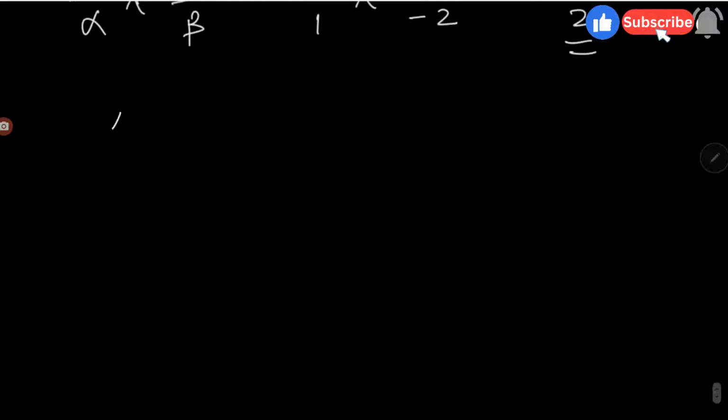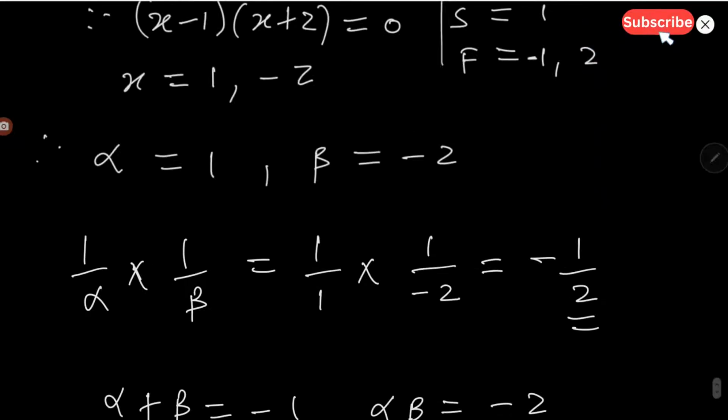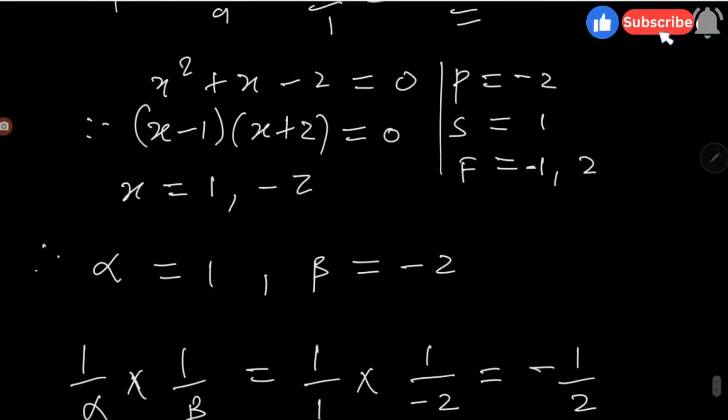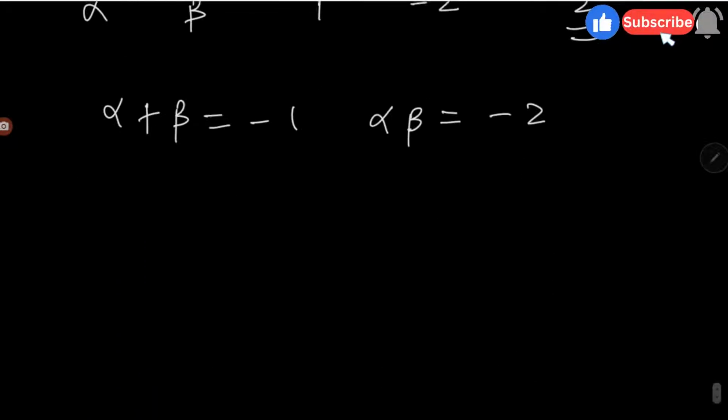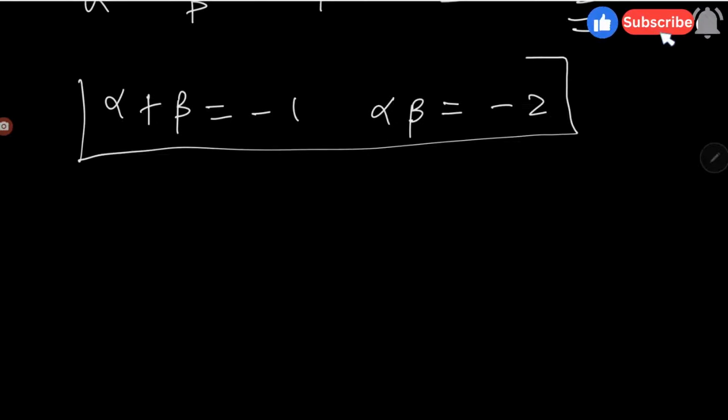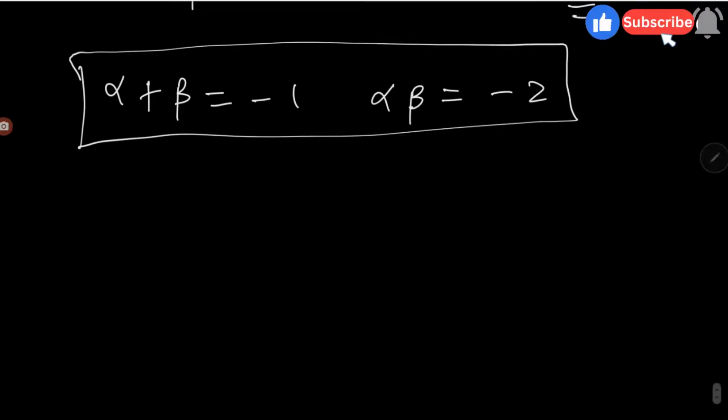So we have alpha plus beta negative 1, alpha beta negative 2. So we can actually use these two to manipulate almost everything that we can be given to solve. So we've dealt with 1 over alpha times 1 over beta.